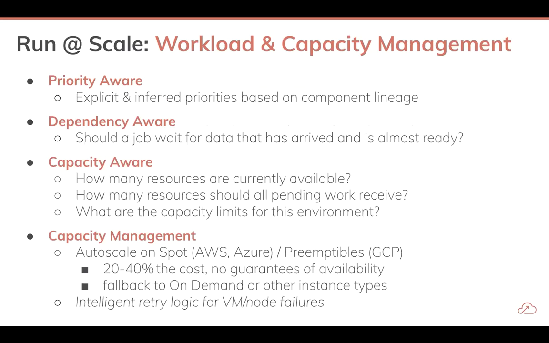Now, let's talk about the last piece here, really quickly, about running at scale, and then we'll be wrapped up on the autonomous part. There are 4 elements when it comes to workload and capacity management.